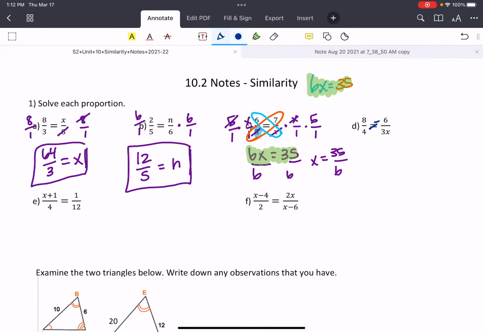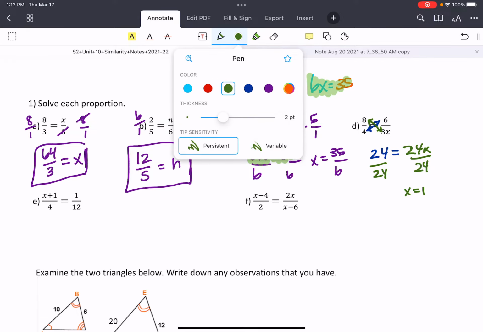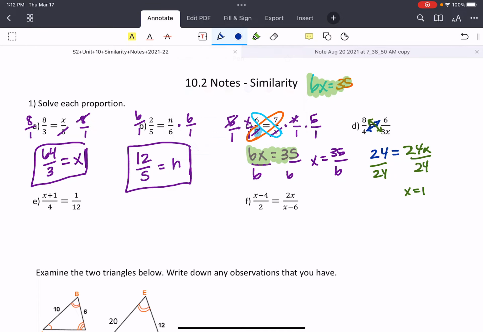So what I'm going to do is I'm going to multiply the 4 and the 6 to get 24. And then I'm going to multiply the 8 and the 3x to get 24x. Then to solve, I just divide both sides by 24, and I end up with x equals 1. When we get down into the next two, we can continue to do the same thing. So what I'm going to do is take the 1 times 4 and get a 4.